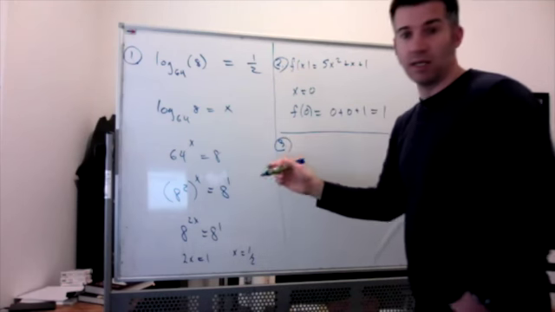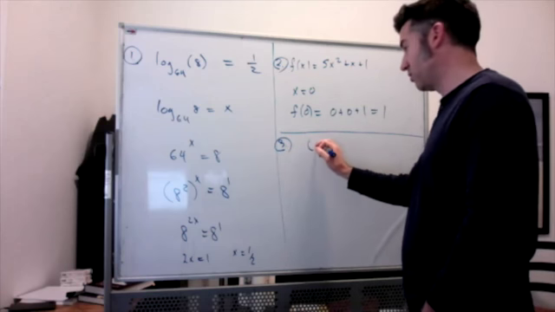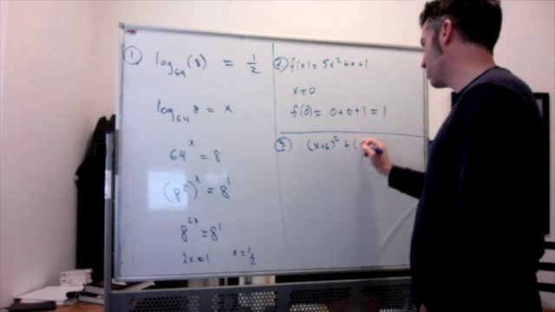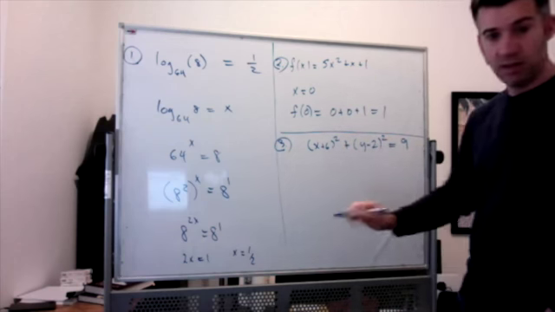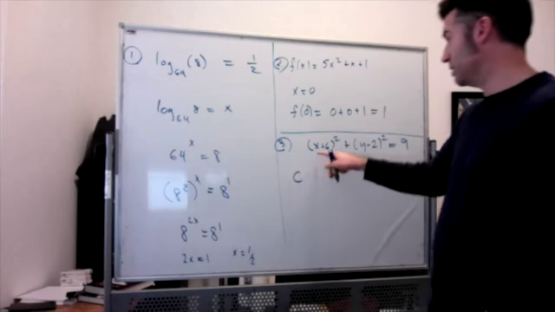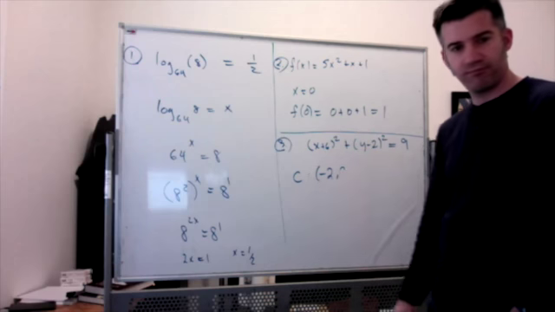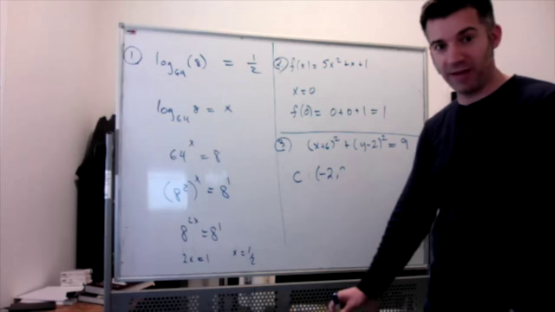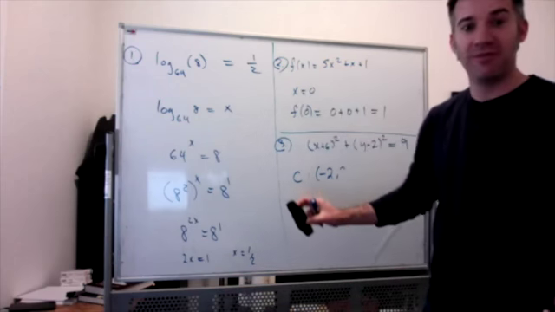The next one is the center of the circle and the radius of the circle, and I'll write the equation. The equation is (x plus 6) squared plus (y minus 2) squared, and it was supposed to be equal to 9. So the center is -6, positive 2. Say the things that you write, the things that you say. -6, positive 2.